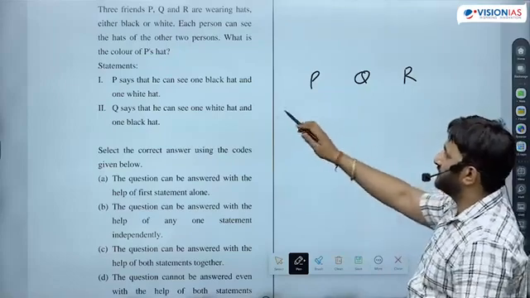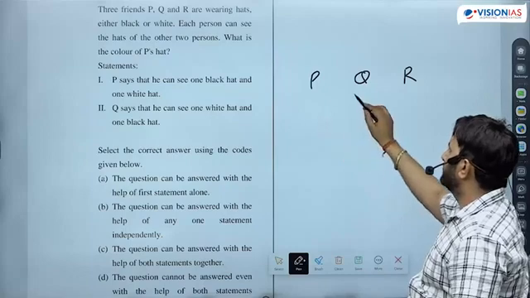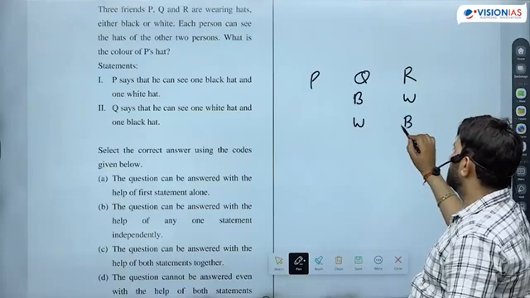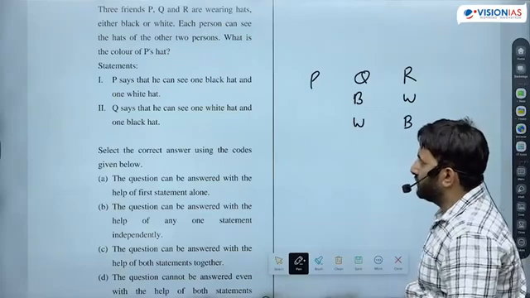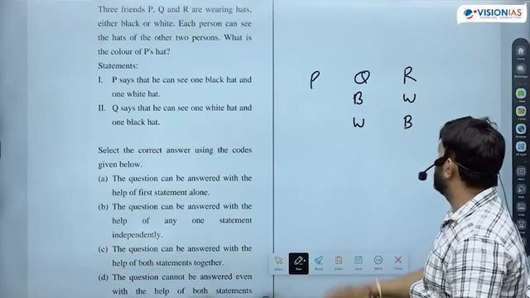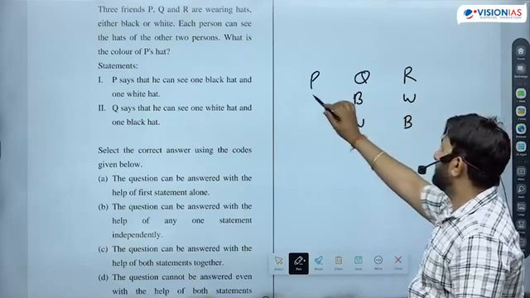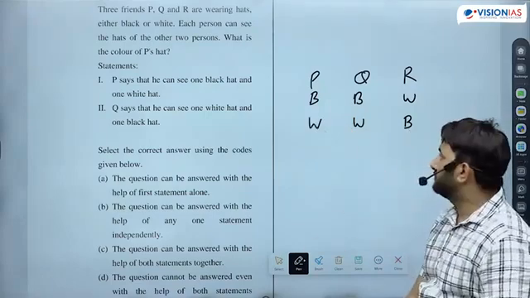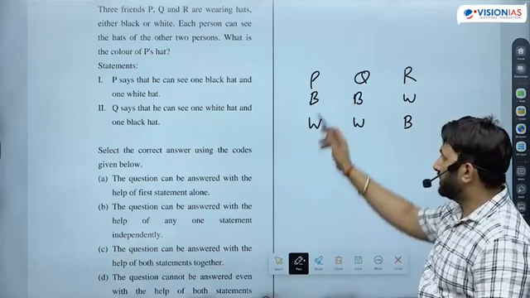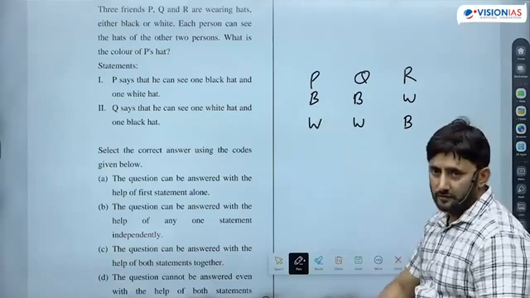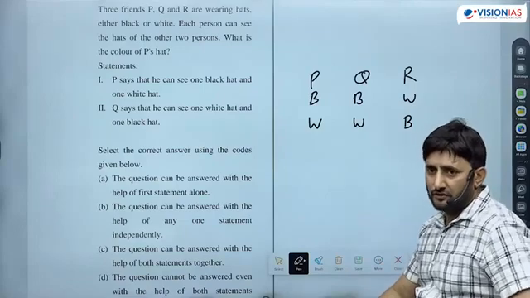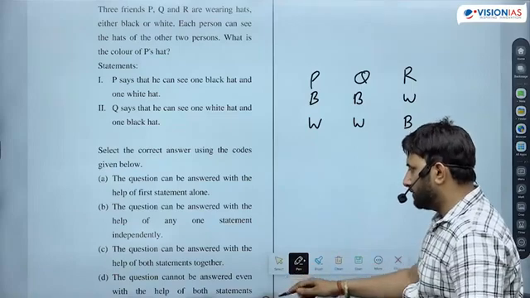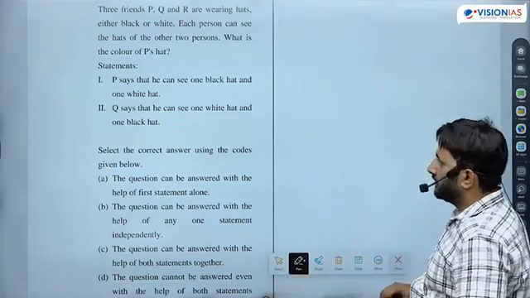पहला, P says that he can see one black and one white. तो black, white, white, black. Q says he can see one white and one black. Q ने अगर यहाँ पे white देखी है तो यहाँ पे black होगा. Q ने यहाँ पे black देखा तो यहाँ पे white होगा. By their combination also we are getting both the possible cases. P can wear a black or a white. So even the combination is also not sufficient. Answer is D. The question cannot be answered even with the help of both the statements.